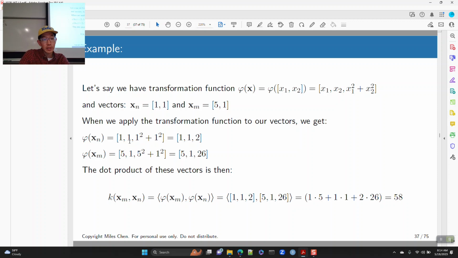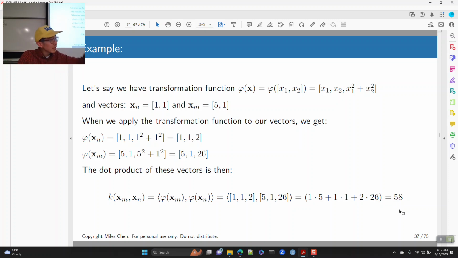Okay, and we get 1, 1, and then 1 squared plus 1 squared, so 1, 1, and 2, and then 5, 1, and then 5 squared plus 1 squared, so I get 26. Okay, and so I could do this, and I could say, all right, let's take the inner product. 1, 1, 2 and 5, 1, 26, and we get 1 times 5, 1 plus 1 times 1, and 2 times 26, and we get the value 58.